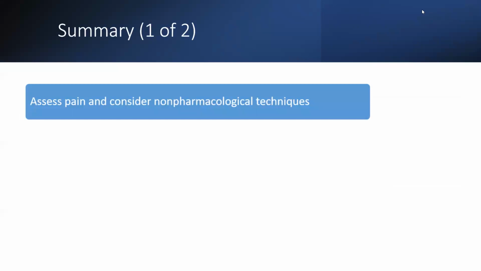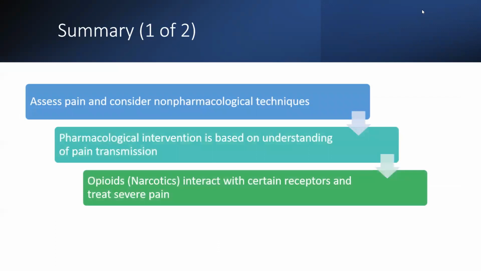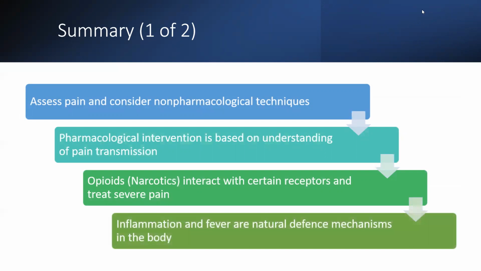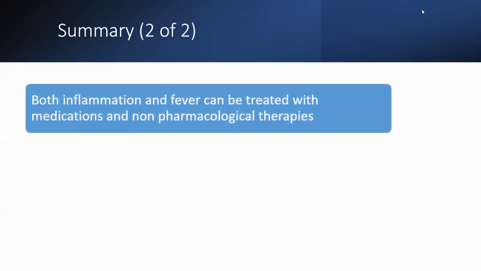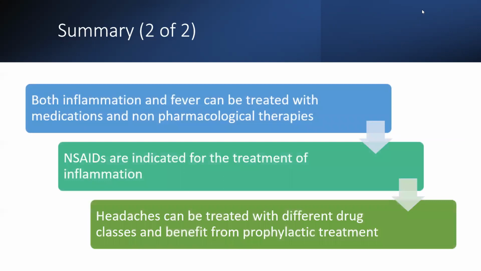So now in this chapter, we understand how to assess pain and consider the non-pharmacological techniques. Pharmacological intervention is based on understanding of pain transmission, and the opioids interact with certain receptors and treat severe pain. Inflammation and fever are natural defense mechanisms in the body. Both inflammation and fever can be treated with medications and non-pharmacological therapies, and NSAIDs are indicated for the treatment of inflammation. Headaches can be treated with different drug classes and benefit from prophylactic treatment.